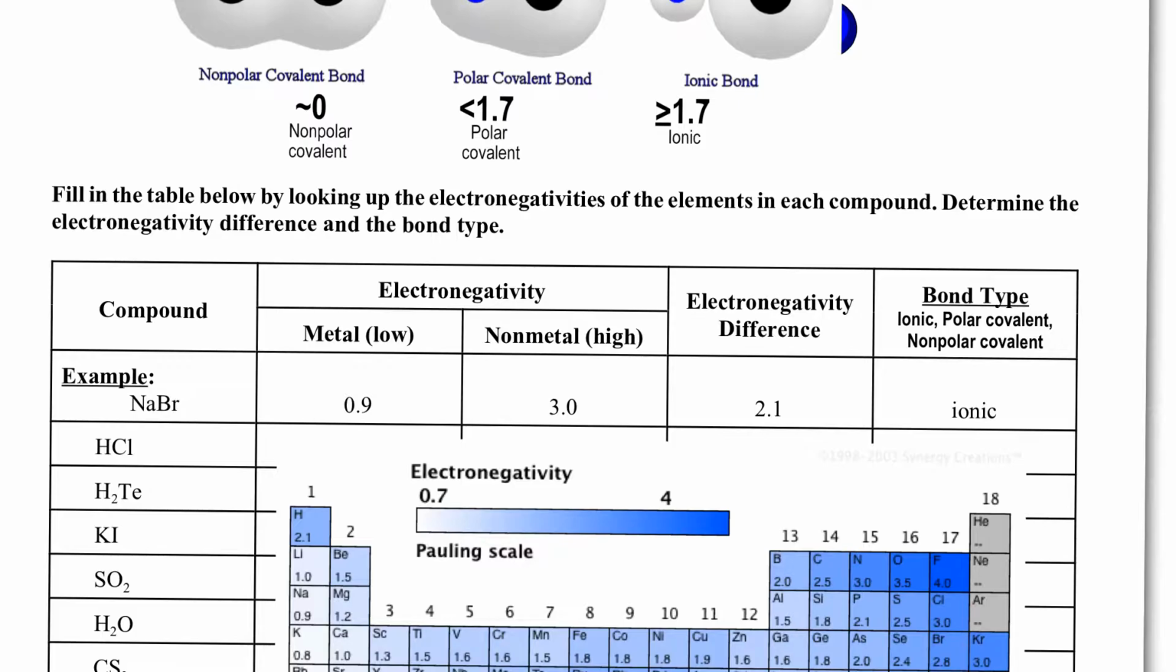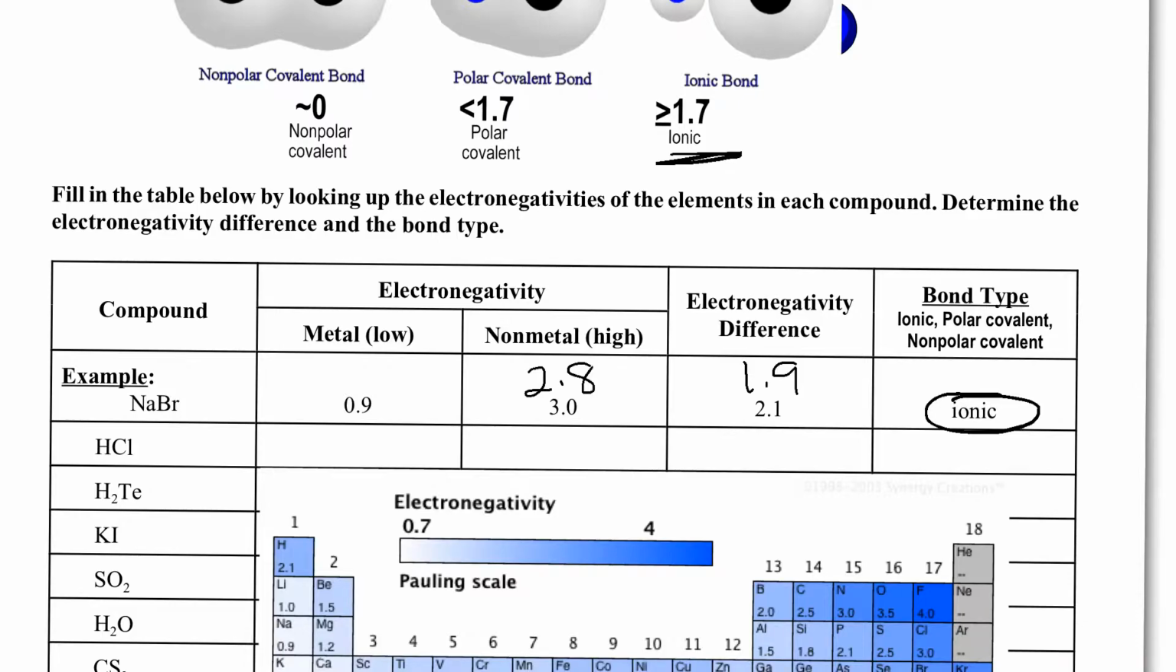But either way, what we're going to do is subtract the low from the high, and the electronegativity difference is what we're looking at. And so even if that was, let's say, 2.8, the difference there would be 1.9. That's still something that is greater than 1.7. So either way, that's something that's going to be ionic.